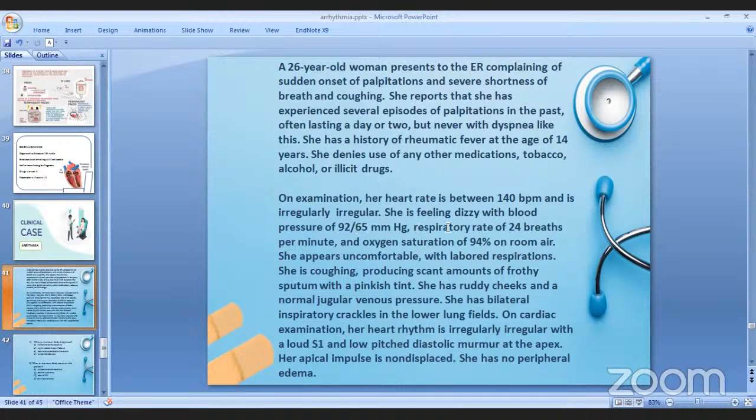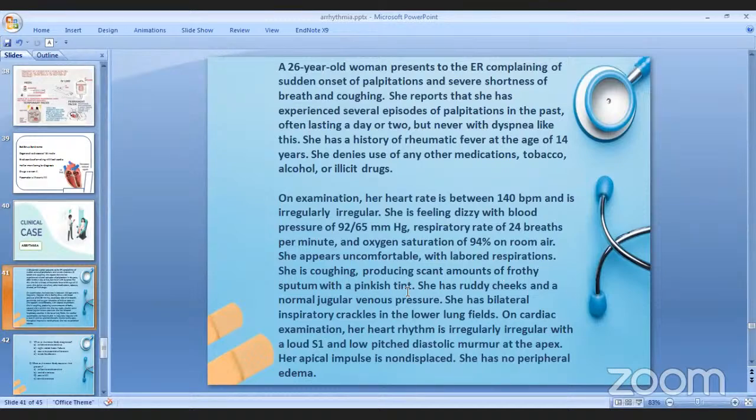Blood pressure is 92/65. Respiratory rate is 24 breaths per minute. Oxygen saturation of 94% on room air. She appears uncomfortable with labored respirations. She's coughing, producing a scant amount of frothy sputum with a pinkish tint.